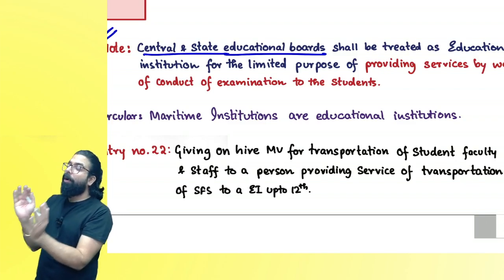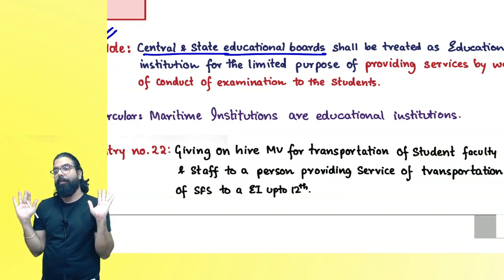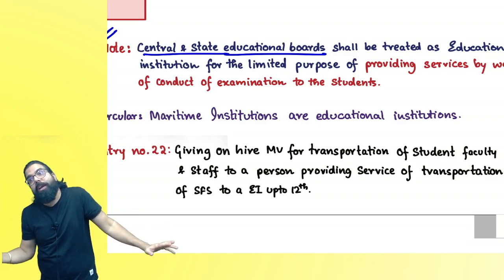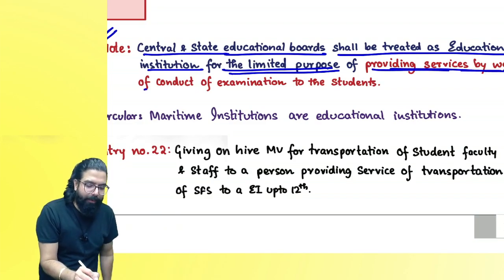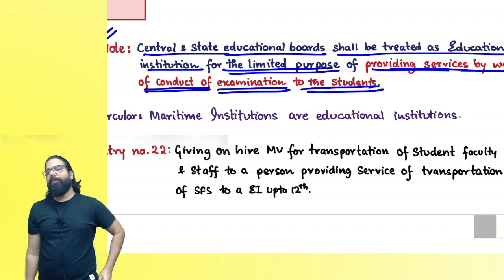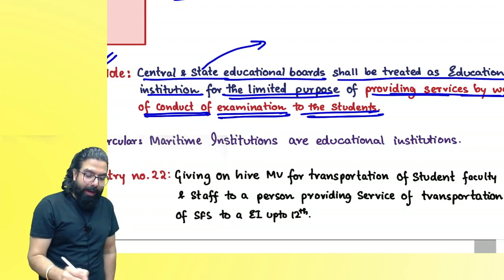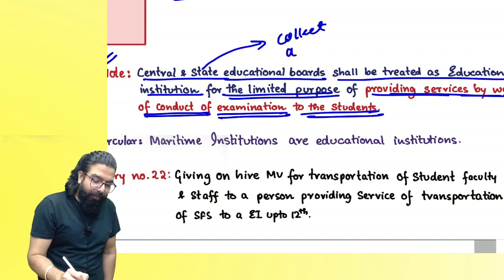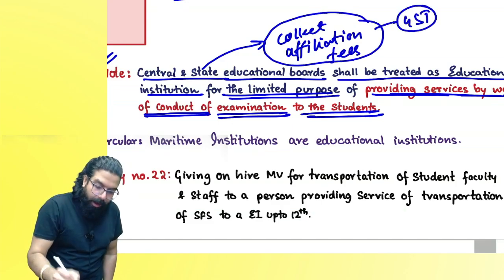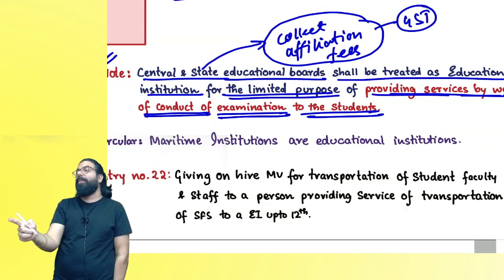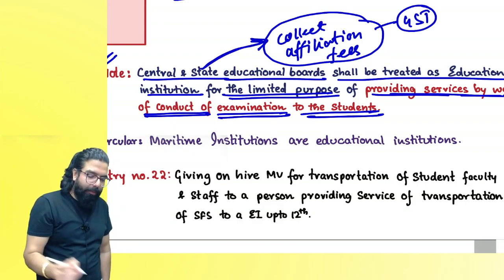Everyone over here, now government has told central boards and state boards that only for the purpose of conducting exams for the students, they will be considered as educational institutions, and their services shall be treated as educational institution services for the limited purpose of providing service by way of conduct of examination to the students. Are we all clear? My question to you guys, this central board, state board, if your college wants to be affiliated, colleges collect affiliation fees. Do you know that? Sir, will this affiliation fees attract GST? Yes. What is exempt is only when central board, state board, etc. are conducting exams and collecting money. That GST will not come. All other services, GST will come.